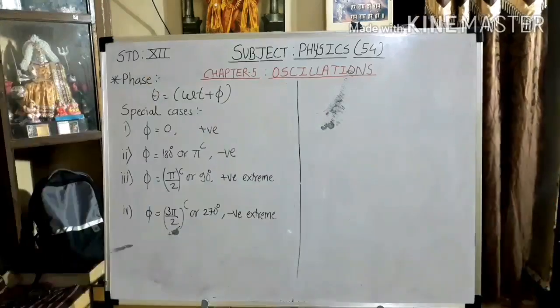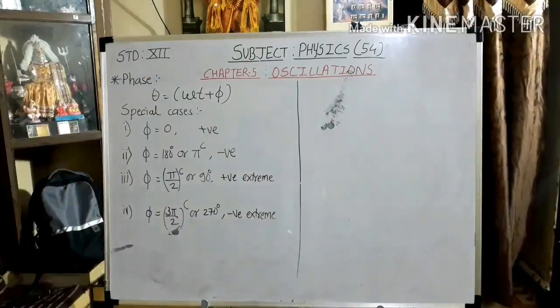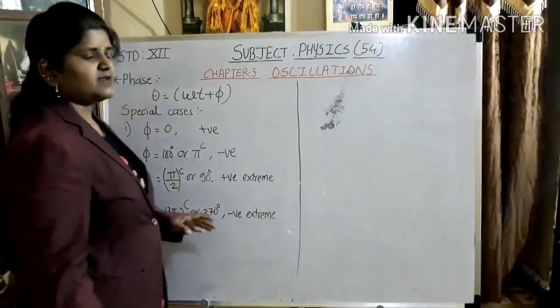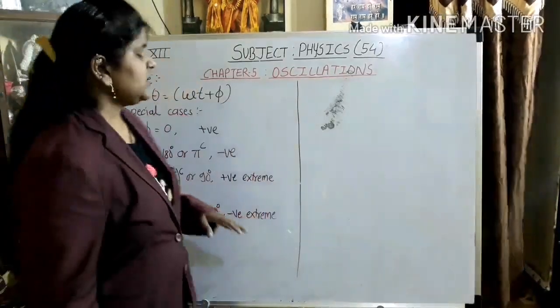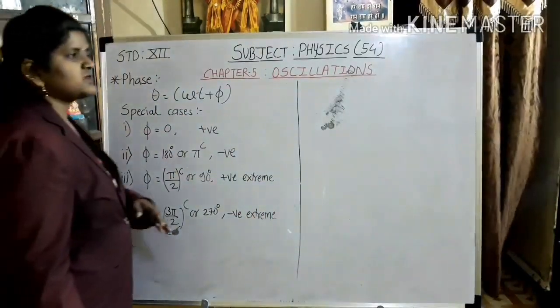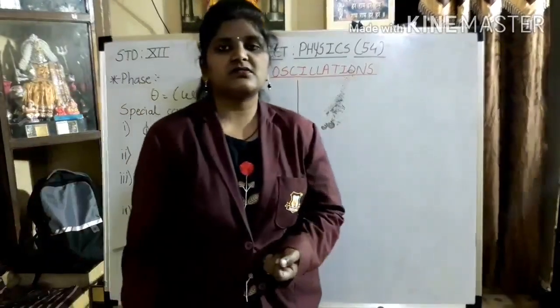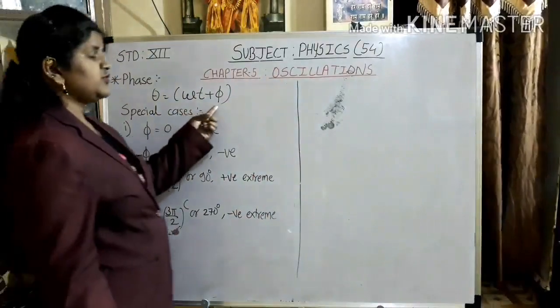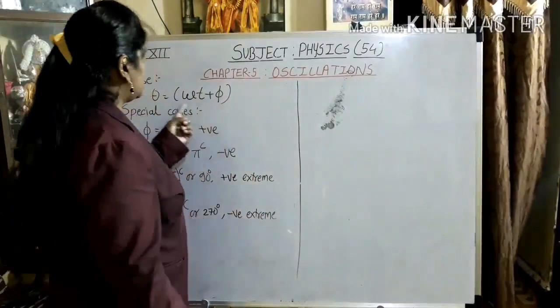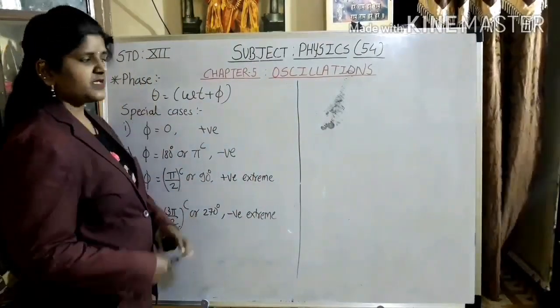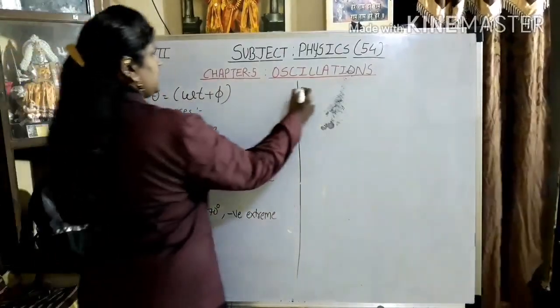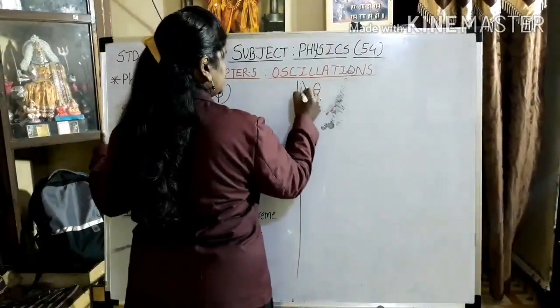On the board you can see there are some special cases that we have to consider while studying phase. The first special case is what happens when phi is 0. You can put the value for phi over here, and then you will find out theta, which is the phase. So what happens over here, theta for the first condition?